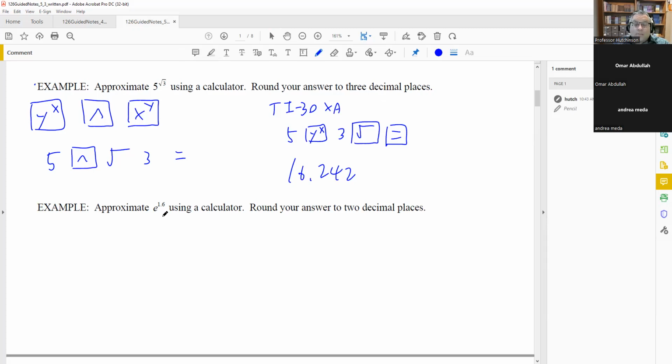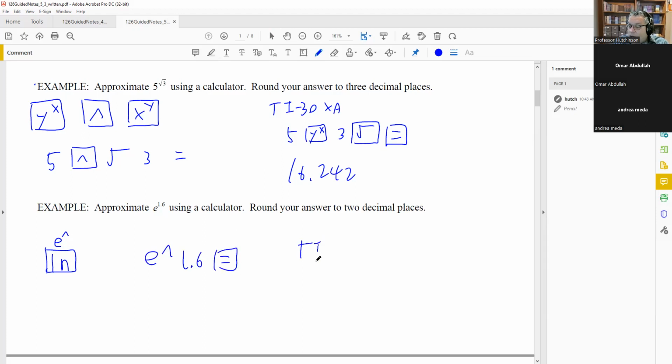Okay, now the E button. If you look at your calculator, most calculators have an LN button, and then right above it, you should see either an E caret key or maybe an E to the X key right there. What you want to do on this is typically you'll just put in this E caret key first, and then you put in 1.6 and then equals.